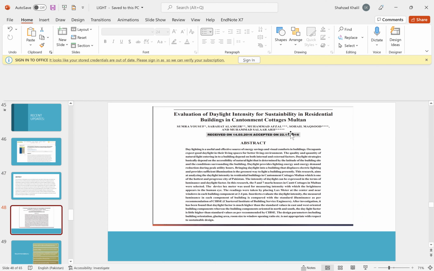In the second article, it was the evaluation of daylight intensity for sustainability in residential buildings in Cantonment cottages, Multan. In this, it was mentioned that daylight is a useful and effective source of energy saving and visual comfort in buildings. Occupants accept good daylight in their living space for better living conditions. The quality and quantity of the natural light entering a building depends on both internal and external factors. The daylight strategy basically depends upon the accessibility of natural light, which is determined by the latitude of the building site and the conditions surrounding the building.